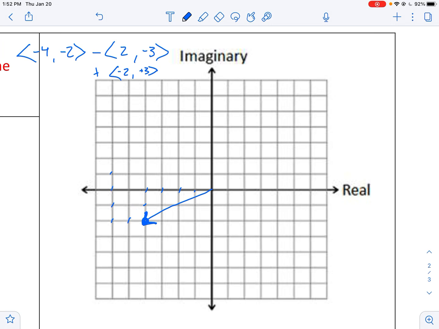I'm going to do this as a dashed line as well, just to show you that it's subtracting. If you were to do this with the positive one, it'd be right 2, down 3. That'd be the positive version, but we're trying to subtract it, so we're going in the opposite direction. So now we have this endpoint over here. We're going to draw a vector from our origin to here and put an arrow.